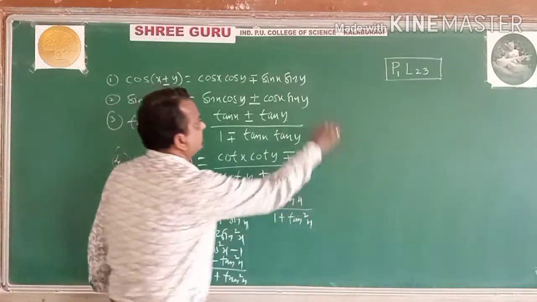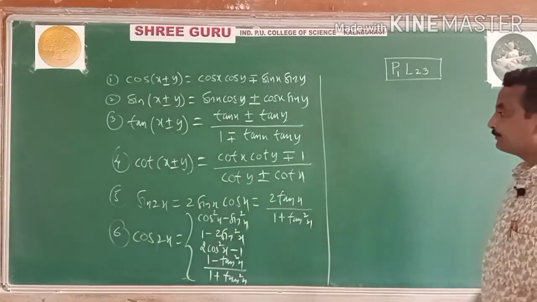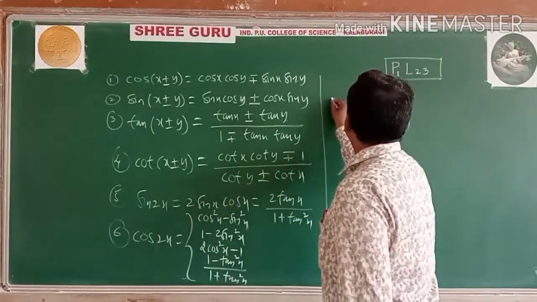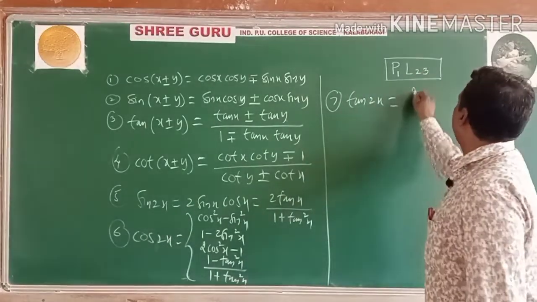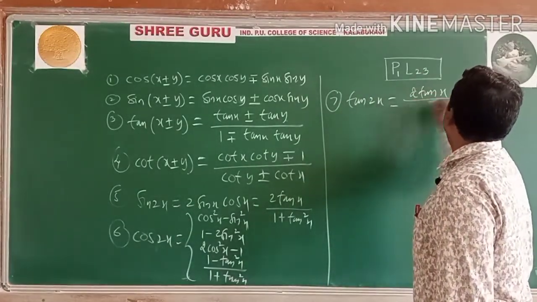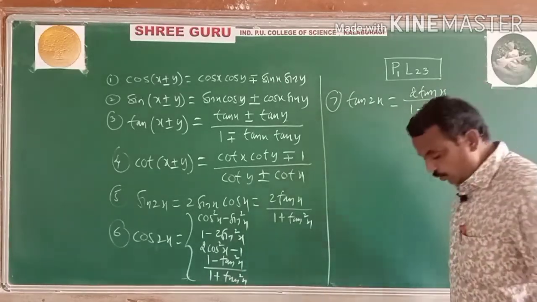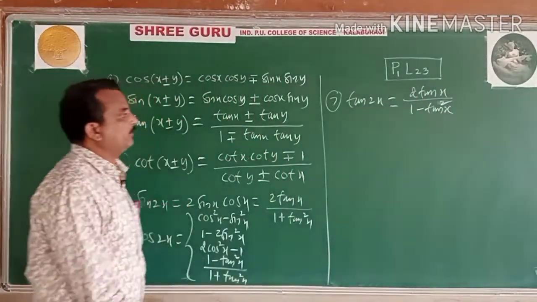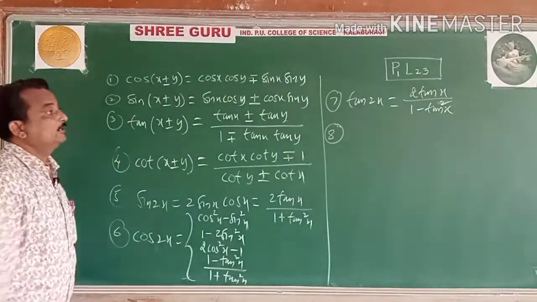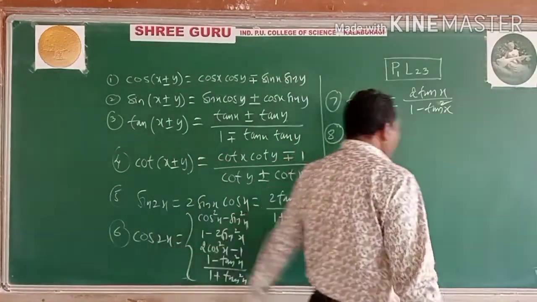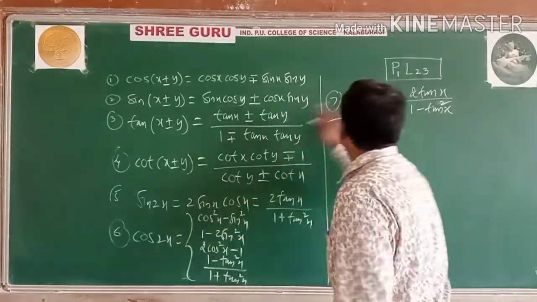We have calculated these in the previous class using cos of x plus y only. Next, sin 2x, cos 2x. Then we have calculated tan 2x: 2 tan x divided by 1 minus tan square of x. This is tan of 2x. Then we have calculated 3x of sin, cos, tan. These are multiple angles, 2x and 3x.